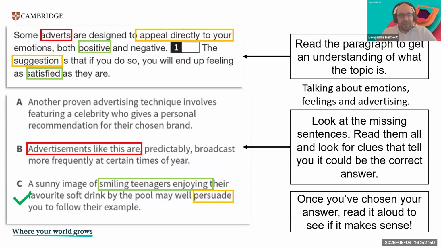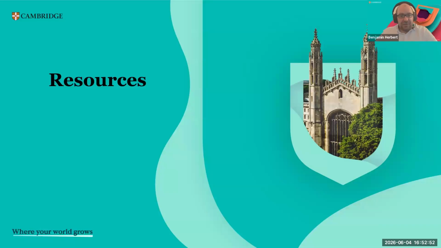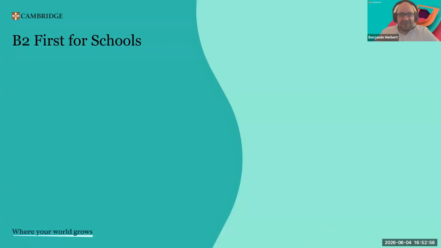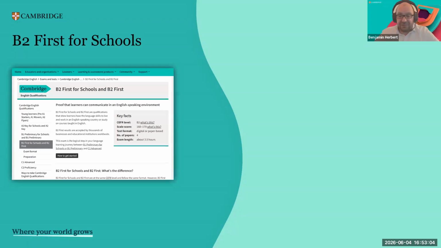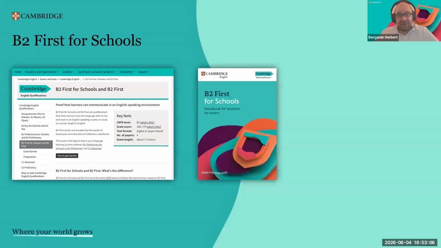Just before I finish off, at the end of my slides, which you'll get a copy of, I've included some extra resources for you. There's a QR code with a link to the B2 First for Schools webpage on the Cambridge webpage. There you can also find the B2 First for Schools Handbook for Teachers for Exams. So this handbook contains a full mock exam.